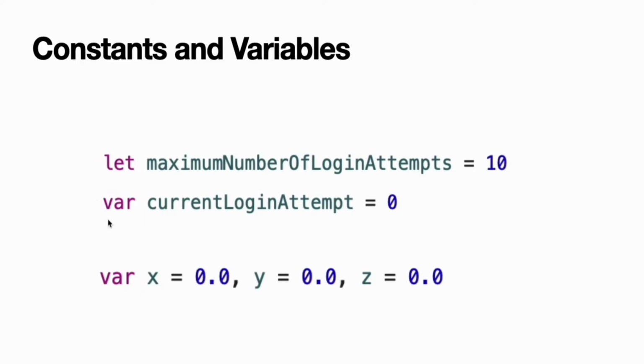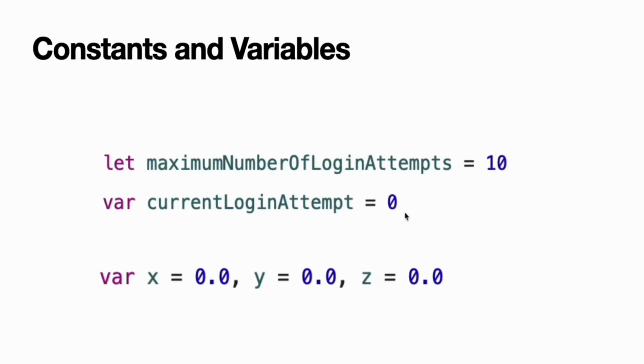Here's an example of how constants and variables can be used to track the number of login attempts a user has made. This code can be read as: declare a new constant called maximumNumberOfLoginAttempts and give it a value of 10. Then declare a new variable called currentLoginAttempt and give it an initial value of 0.